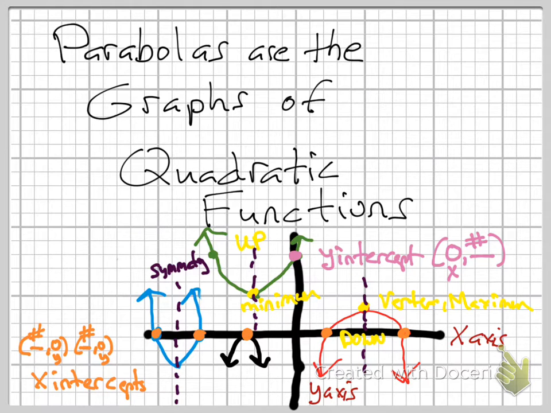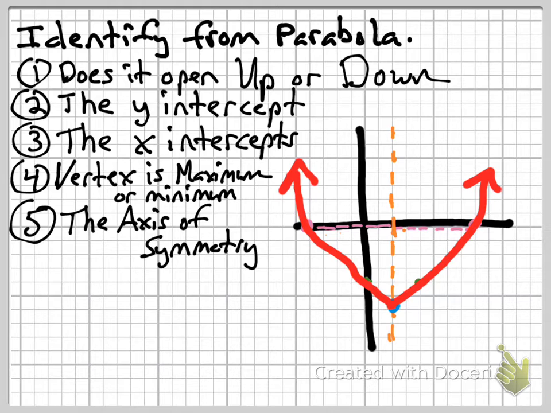So those are the different parts that we're looking for you to be able to identify. Does it open up or down? Can you see the Y-intercept? Can you see and name the X-intercepts and the Y-intercepts? Can you see and name the vertex, whether it's a minimum or a maximum? And can you see and name the Axis of Symmetry?